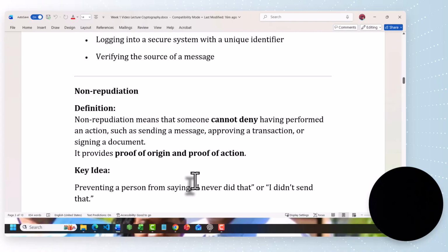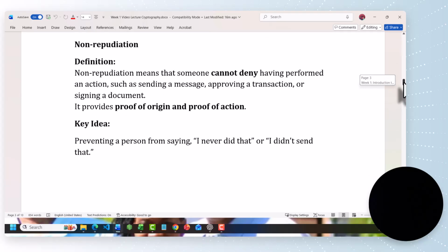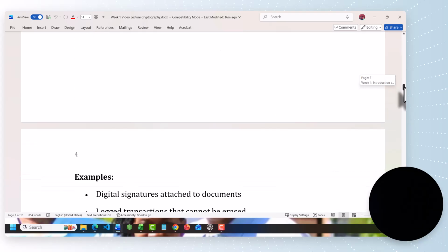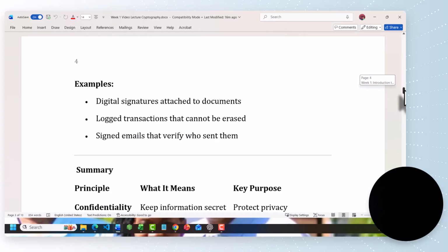The key idea: preventing a person from saying, I never did that, or I didn't send that. That is our purpose, to make sure that we can close that hole as far as information being transmitted.